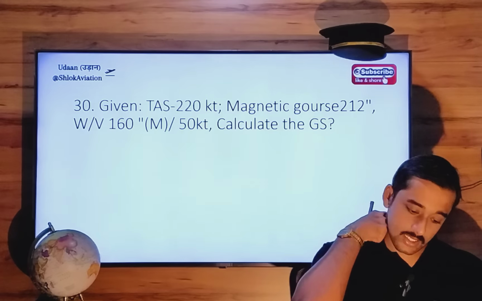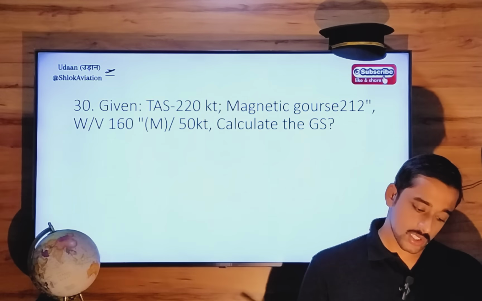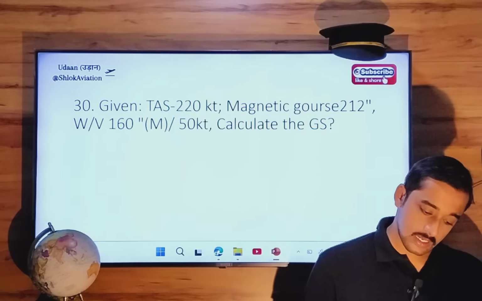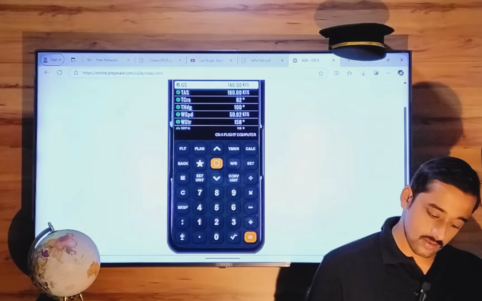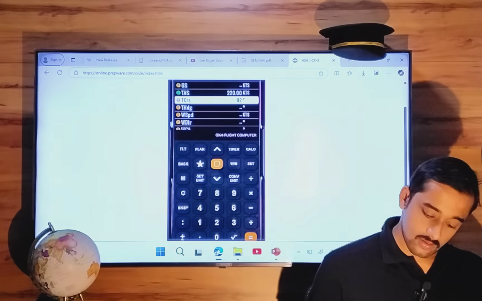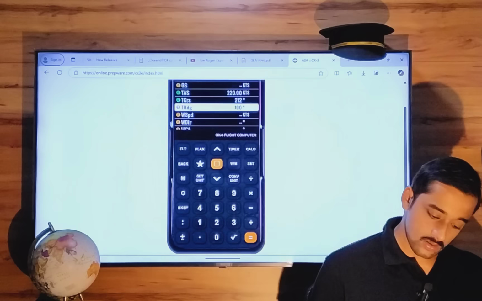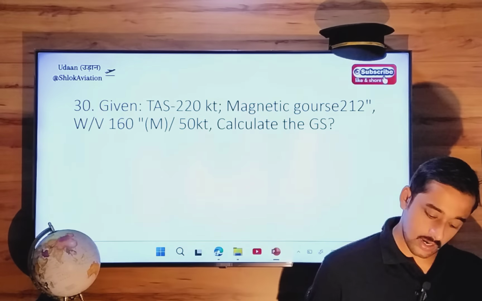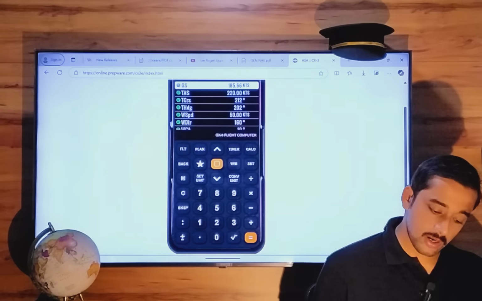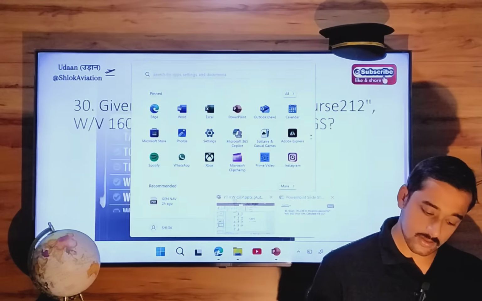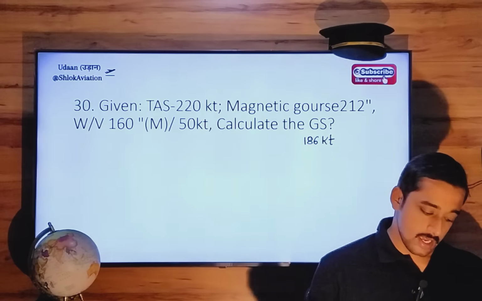Question 30. Track is given, magnetic course is given, winds given, calculate ground speed. So track 220, course 212, winds 160 at 50. Ground speed will be 185.66 or approximately 186 knots. Very easy.